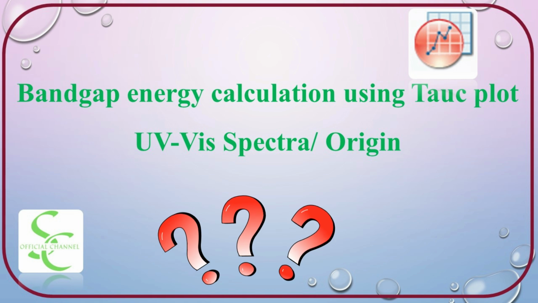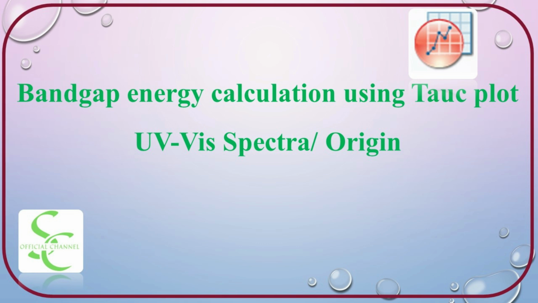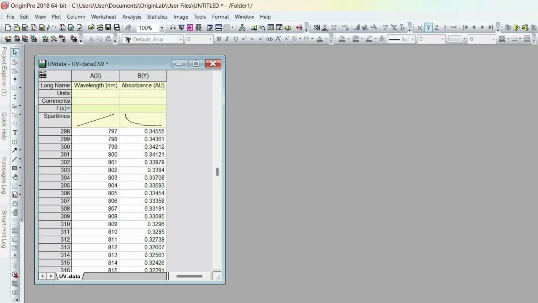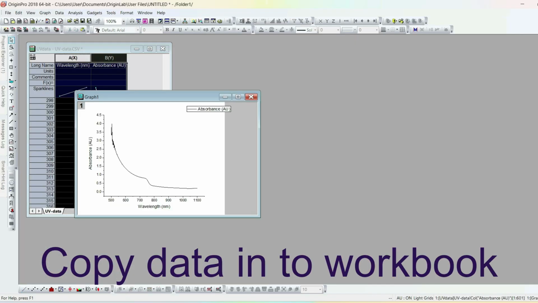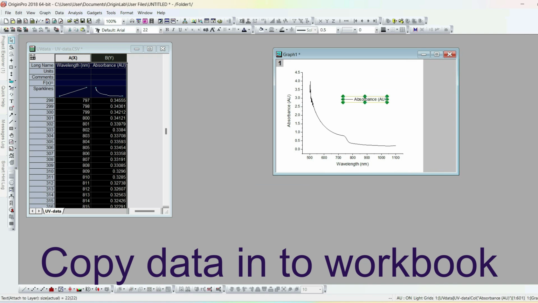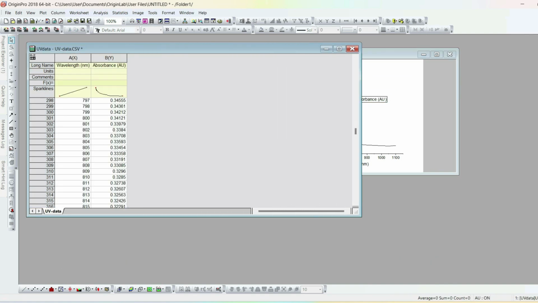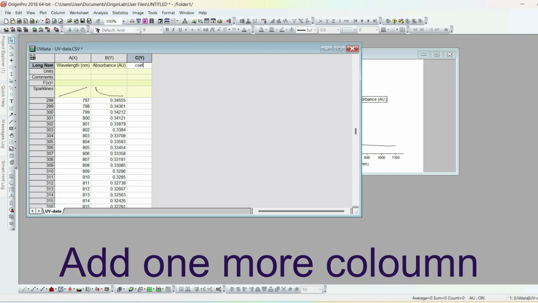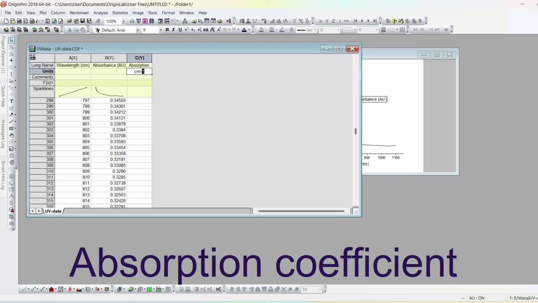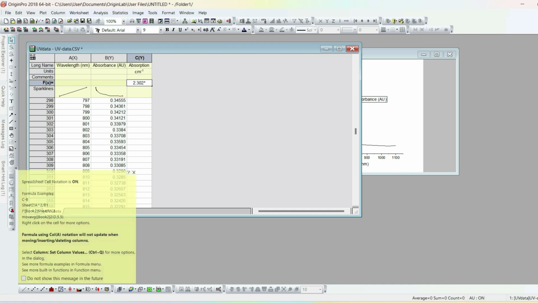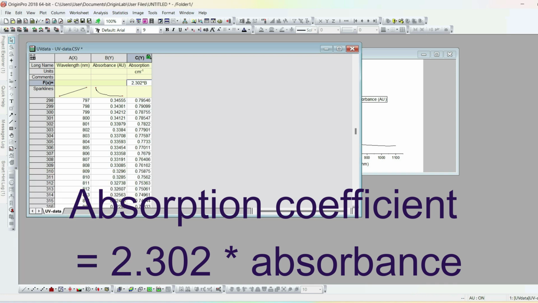Next, we can check how we can apply this Tauc equation to find out the band gap energy in Origin. First, copy the absorbance data into a workbook. X is the wavelength in nanometer and Y is the absorbance. First, find out alpha. For that, add one more column to the workbook. The absorption coefficient unit is centimeter raised to minus 1, and absorption coefficient alpha is equal to 2.302 into absorbance, which is the B value.